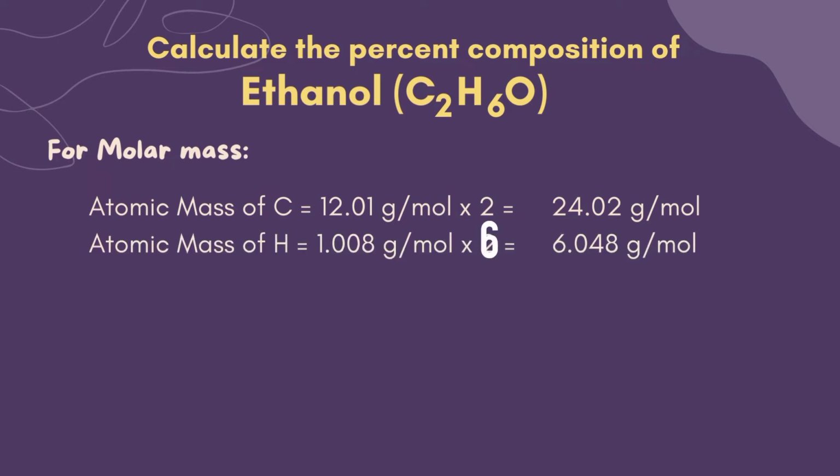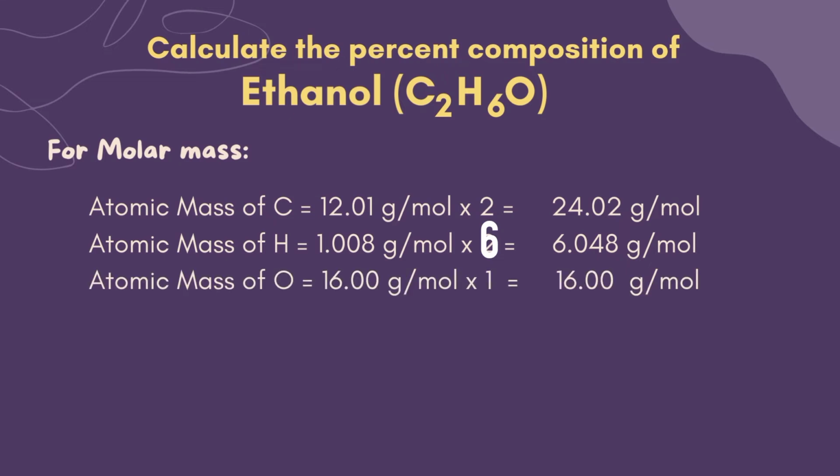The atomic mass of hydrogen, by looking at the periodic table of elements, is 1.008 gram per mole times 6 because we have 6 hydrogen atoms. The result is 6.048 gram per mole. Lastly, the atomic mass of oxygen is 16 grams per mole. Again, look at the periodic table of elements. We then multiply it by 1 since we only have 1 oxygen atom. The product is 16 gram per mole.